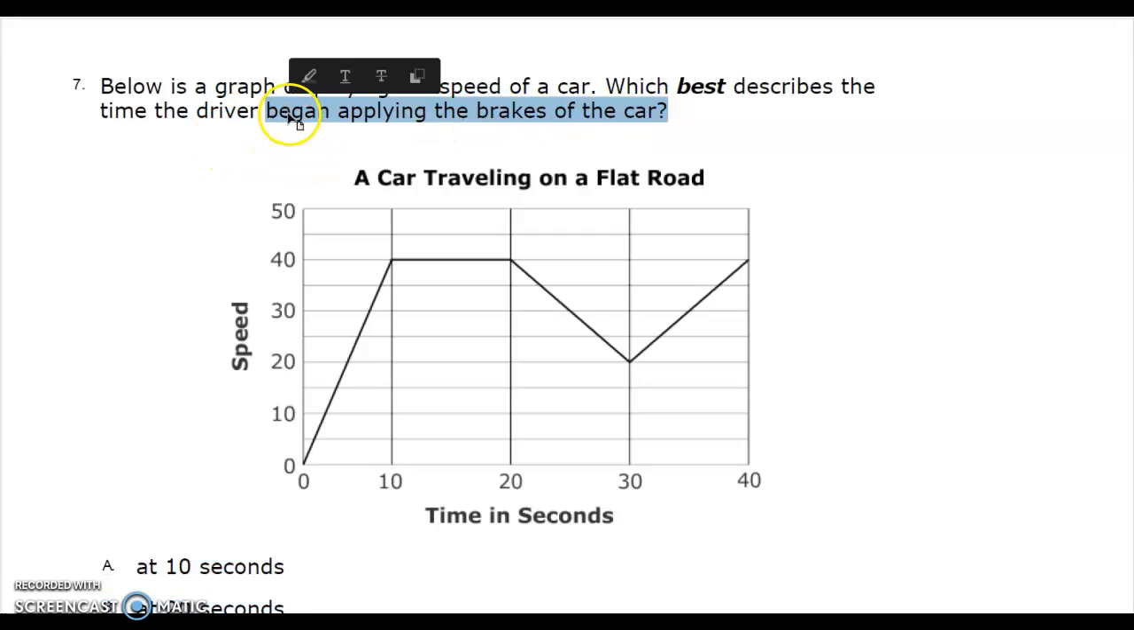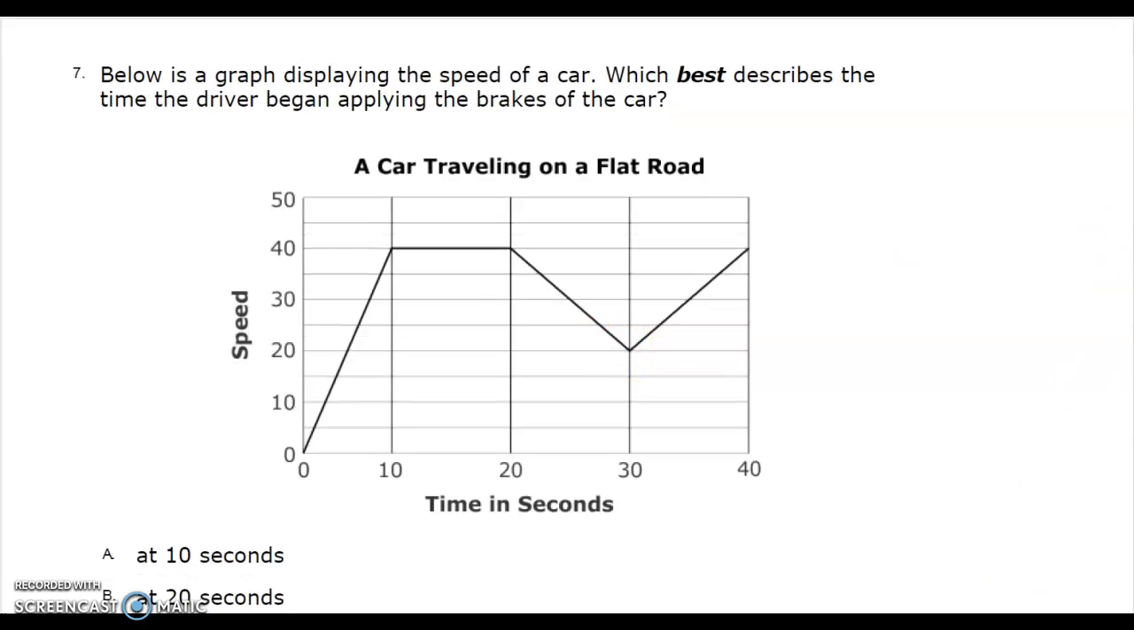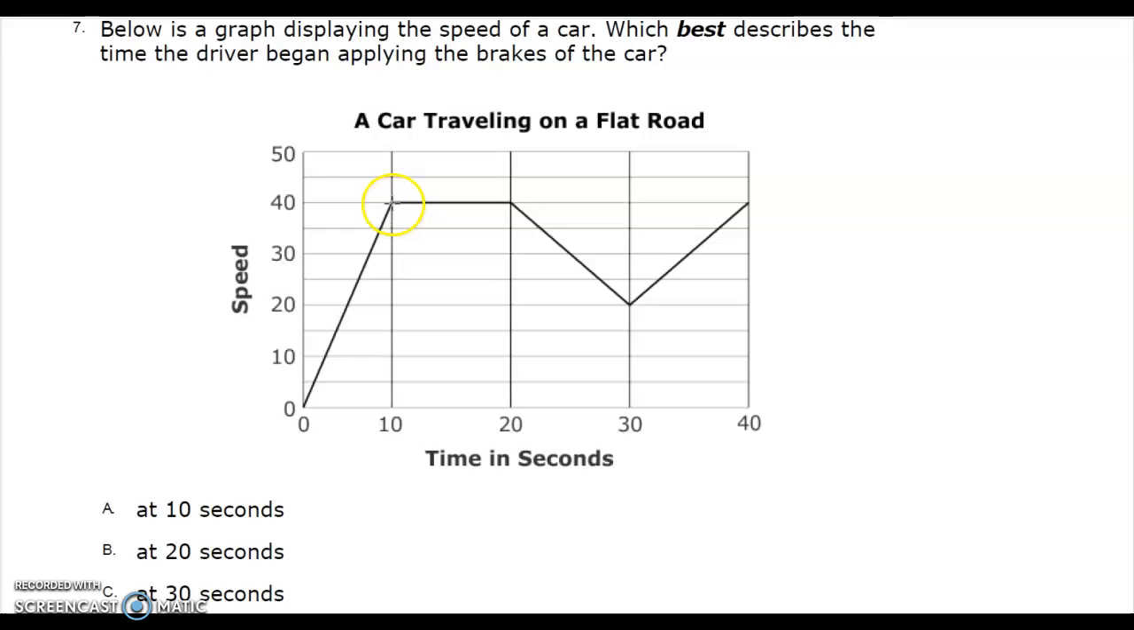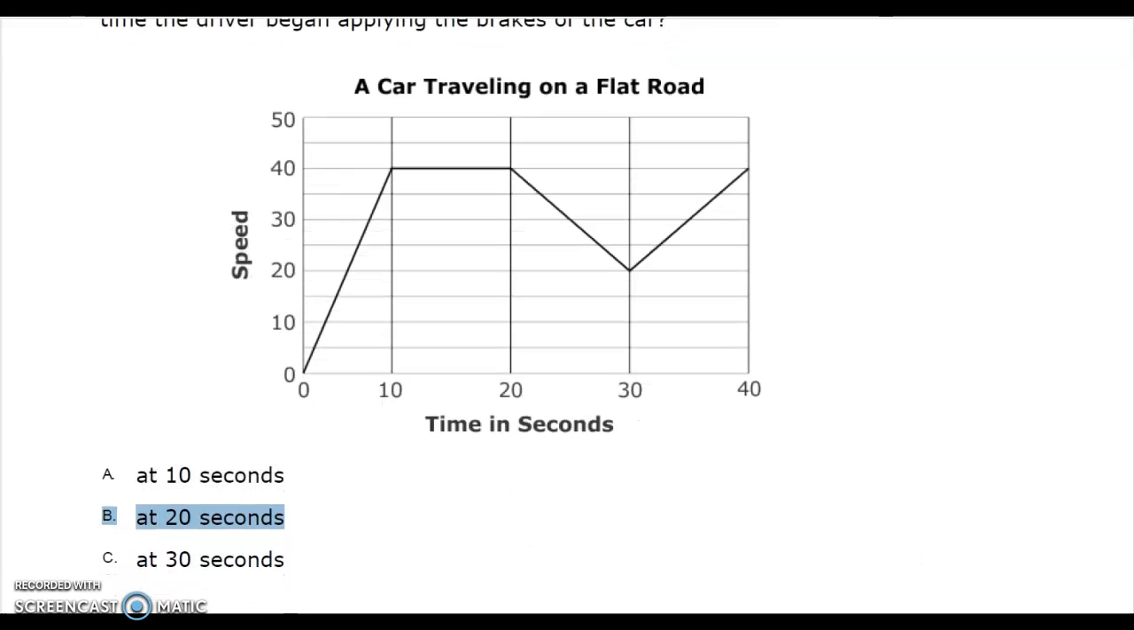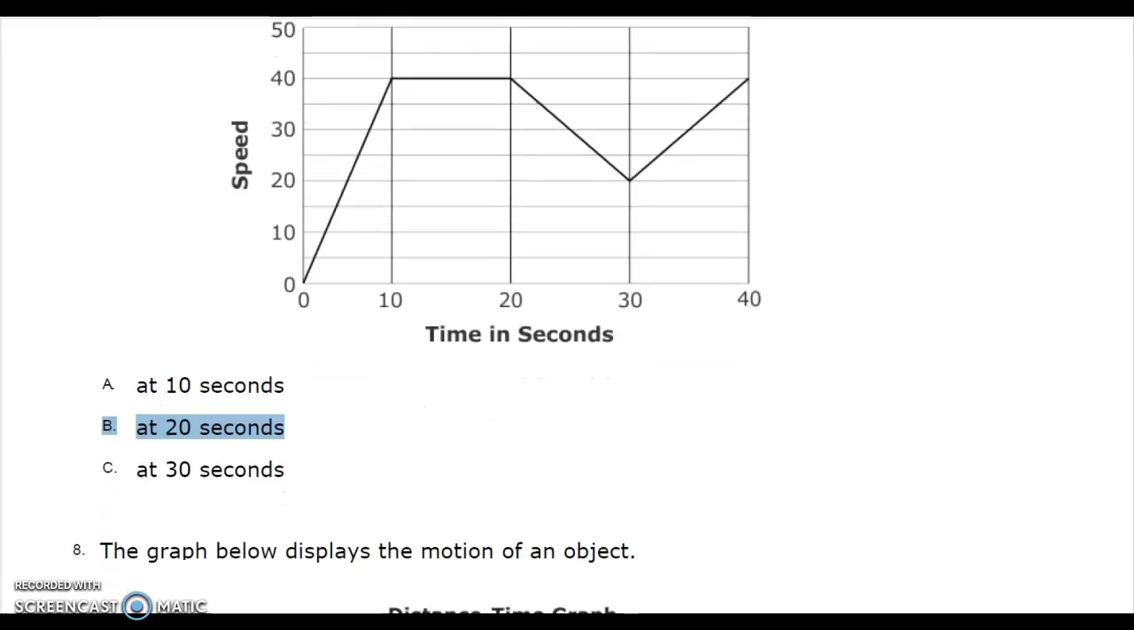Well, what happens to a car when we apply the brakes? It slows down. It decelerates. There's only one spot on here, and that would be from 20 to 30 when the car could be hitting their brakes. It does not start hitting its brakes at 10 seconds because it's going at constant speed. It certainly doesn't hit its brakes here because it starts to speed up. So your answer to this one is B. Hopefully you got that one right and you didn't get tricked into continuing to answer things about a distance time graph, which is something I can see them doing.